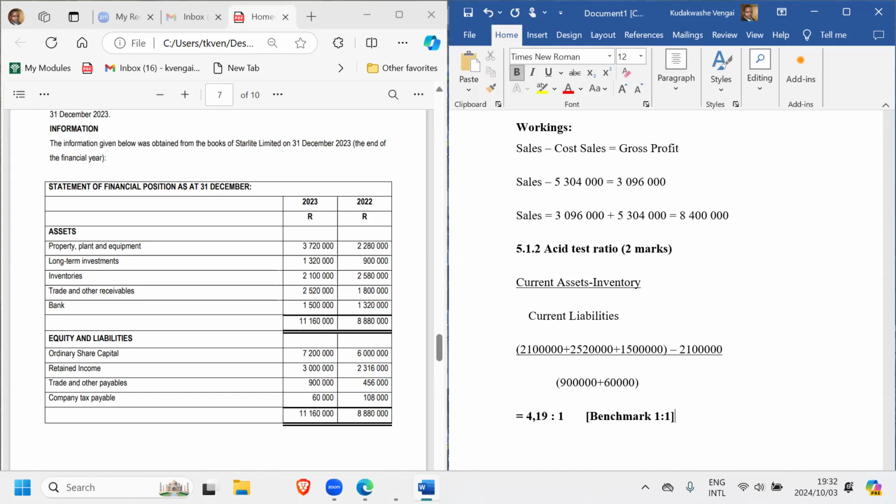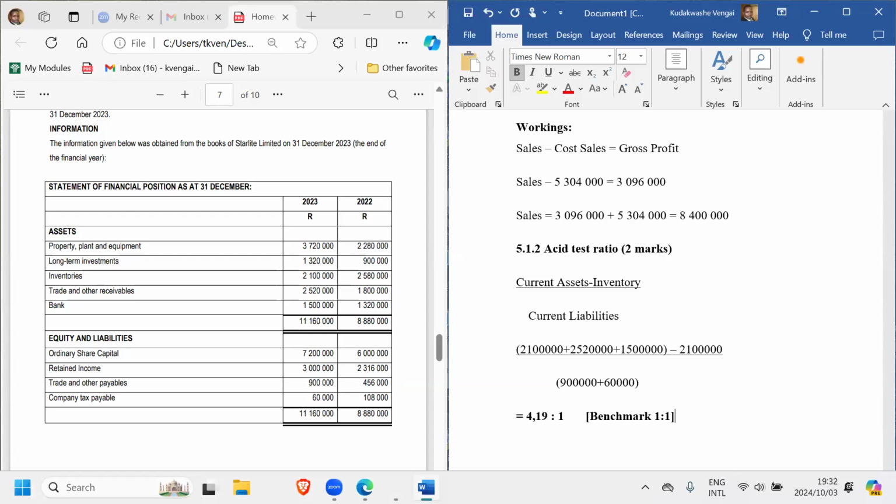So that's how you can interpret the acid test ratio. Again, it measures how able are you to pay short-term liabilities. So usually, there's also what is called the current ratio. The current ratio, the benchmark is 2:1, whereas the acid test ratio, the benchmark is 1:1.